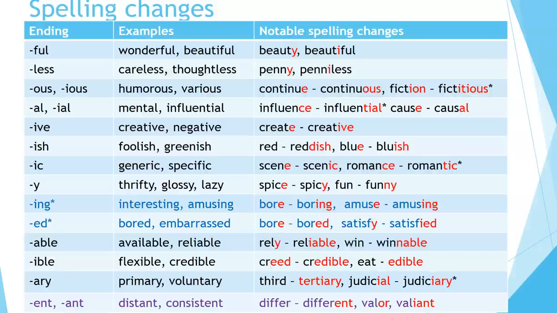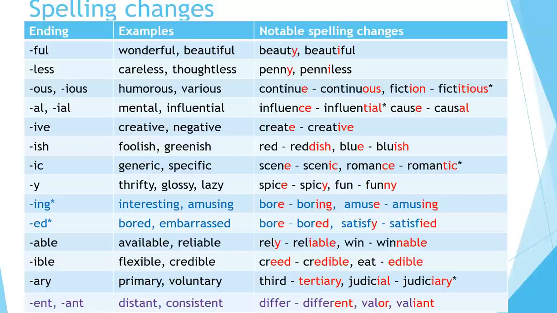Y: thrifty, glossy, lazy. Spice, again, there's a silent E. It's changed to Y. Drop the E first. Fun, we have a short vowel before a consonant, which means that we need to double the consonant before we add the Y. Fun, funny.